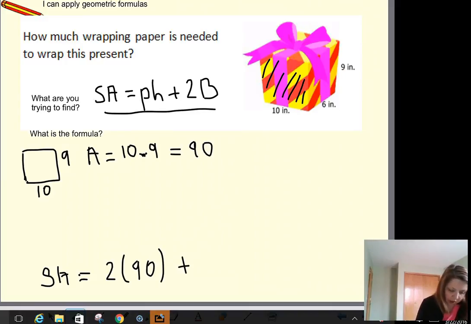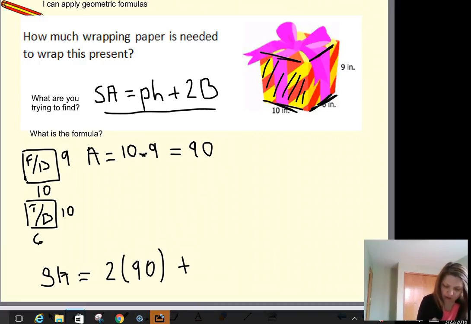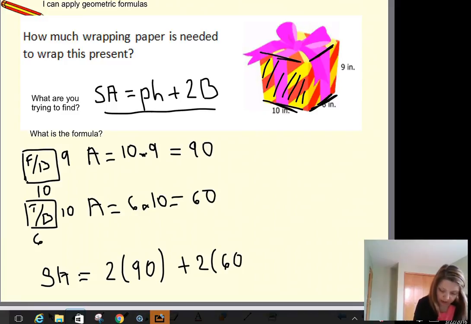Plus, now let's go ahead. So this is front and back. Now let's calculate top and bottom. On the top we know we have 6 inches. This one here is 6 inches, and the bottom as well. And also we have 10 inches, which will be this side or this side. So the area for that will be 6 times 10, which is 60. And again 2 times 60, because we have top and the bottom.